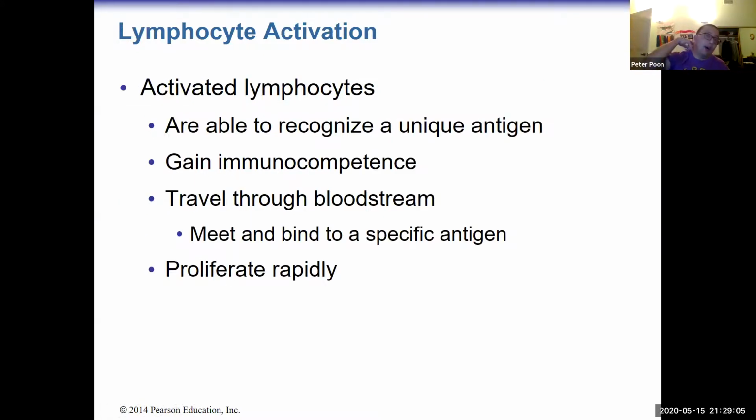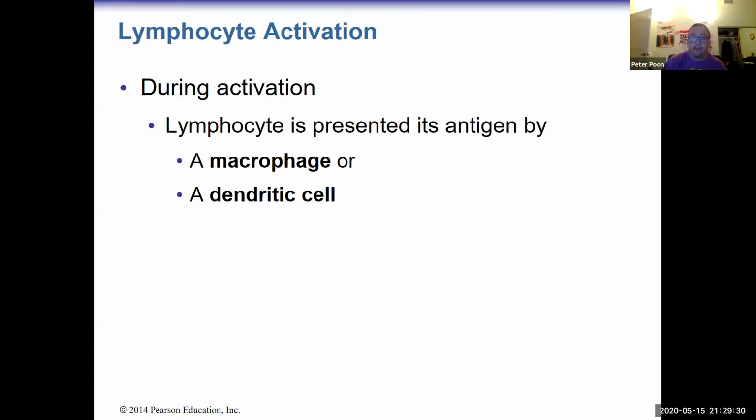Once the activated lymphocytes are able to recognize a unique antigen, they gain immunocompetence. So basically, they learn how to do their job. They gain immunocompetence, travel through the bloodstream, and find a specific antigen. Then they proliferate rapidly.